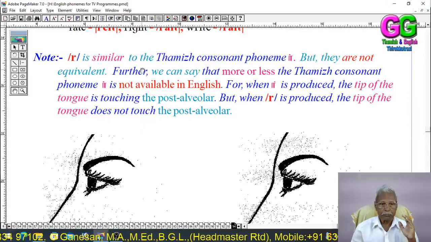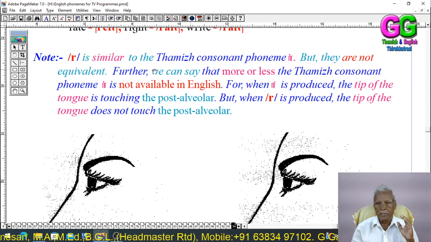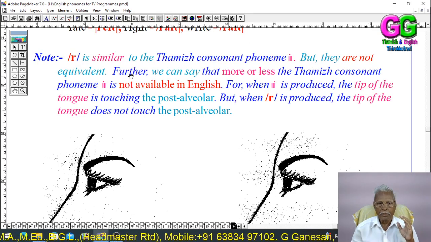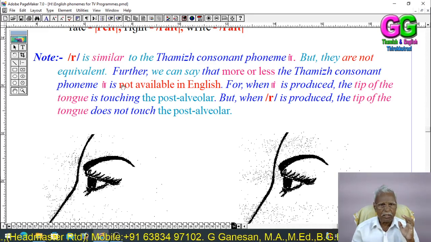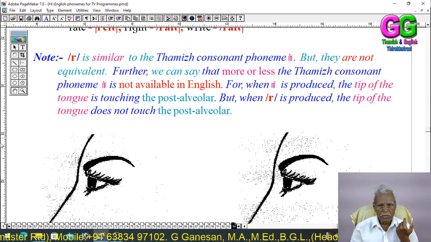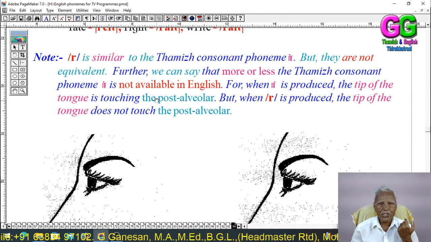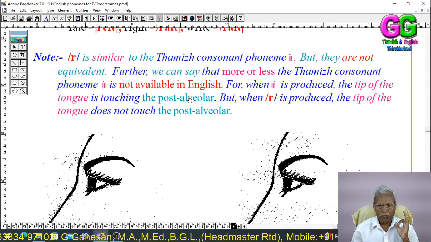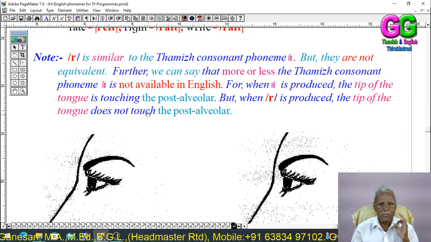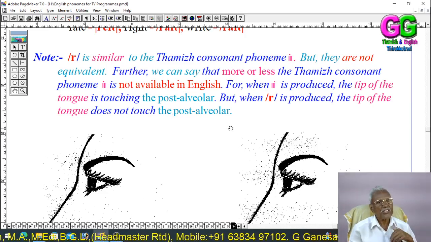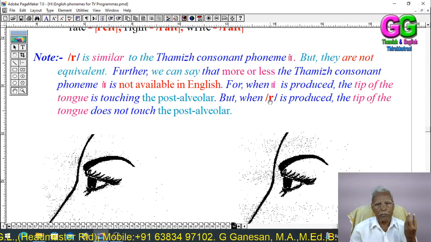Notes. The phoneme air is similar to the Tamil consonant phoneme ear, but they are not equivalent. Further, we can say that more or less the Tamil consonant phoneme ear is not available in English. When air is produced, the tip of the tongue is touching the post-alveolar region. But when ear is produced, the tip of the tongue does not touch the post-alveolar region. This is the difference between the Tamil consonant phoneme ear and the English consonant phoneme air.